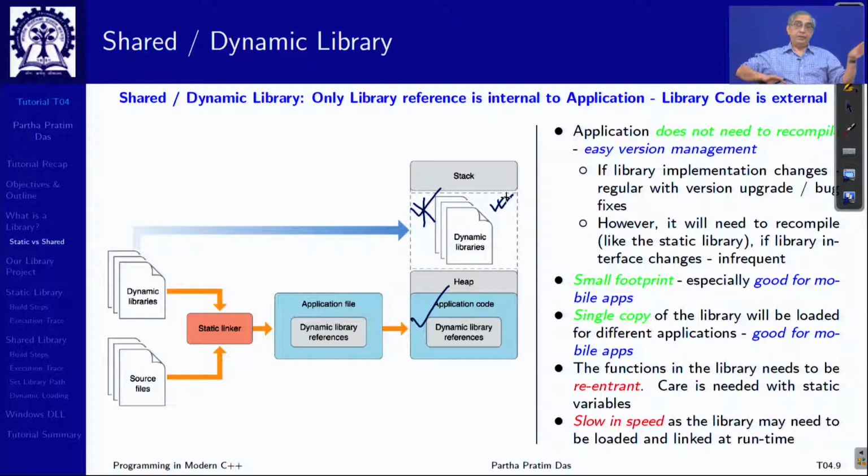In the static library case, every executable has a copy of the total binary code of the library. Here there is only one copy. So, the single copy is a big advantage.